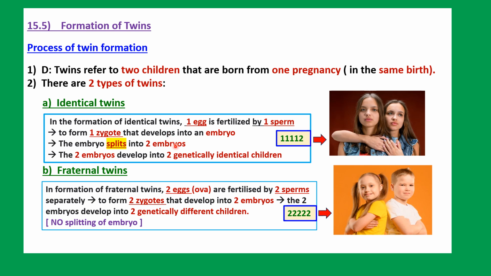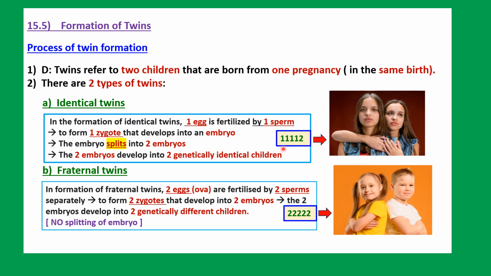In the formation of identical twins, one egg is fertilized by one sperm to form one zygote that develops into one embryo, and that one embryo splits suddenly into two embryos. Then the two embryos develop into two genetically identical children because they actually originate from the same zygote. So they have the same genetic constitution, meaning that they also have identical appearance. Face looks the same, the blood group is the same, and the genetic traits are similar.